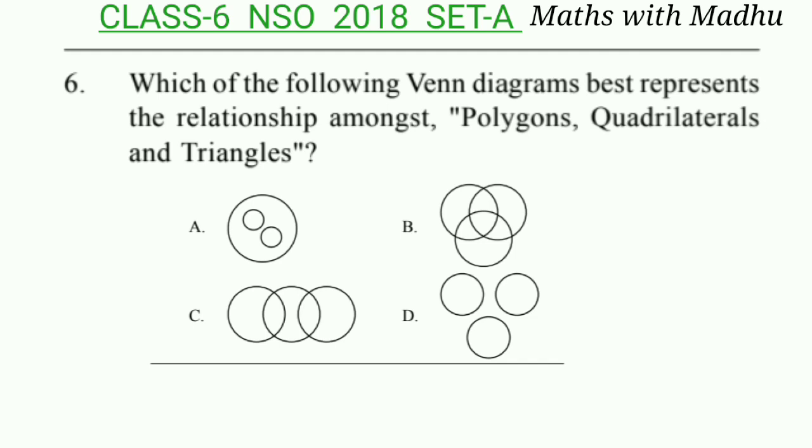Now question number 6. Which of the following Venn diagrams best represents the relationship amongst polygons, quadrilaterals and triangles? Polygons are the closed figures made up of line segments. Quadrilaterals are also polygons and triangles are also polygons. So the answer will be option A.